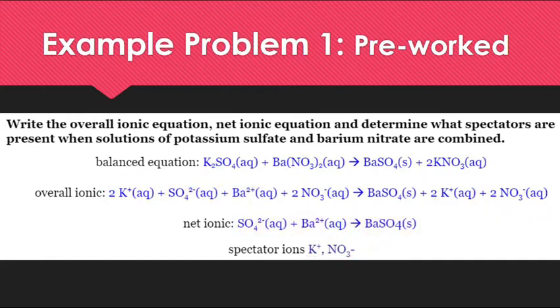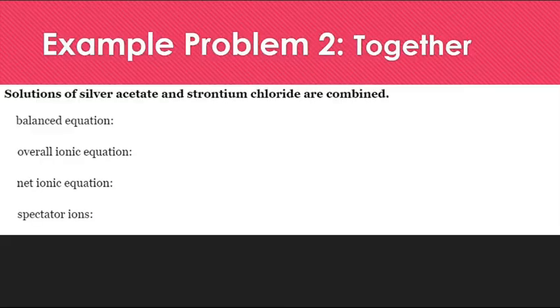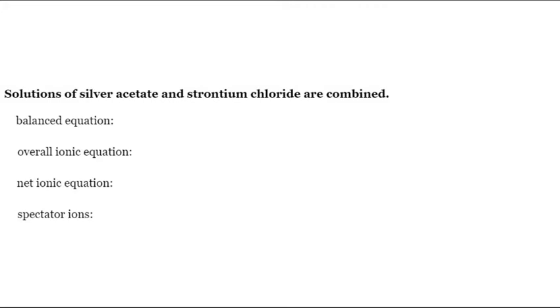So that is this example. Let's go ahead and do one for ourselves and go through this process together. So I am going to make a little bit more room here since I needed that on the last one anyway. And this tells us that solutions of silver acetate and strontium chloride are combined. And evidently it wants us to go through this whole process here. On a test or a quiz, it will be very clear when it wants you to do this whole big long process. And so I'm going to start by finding my ions.